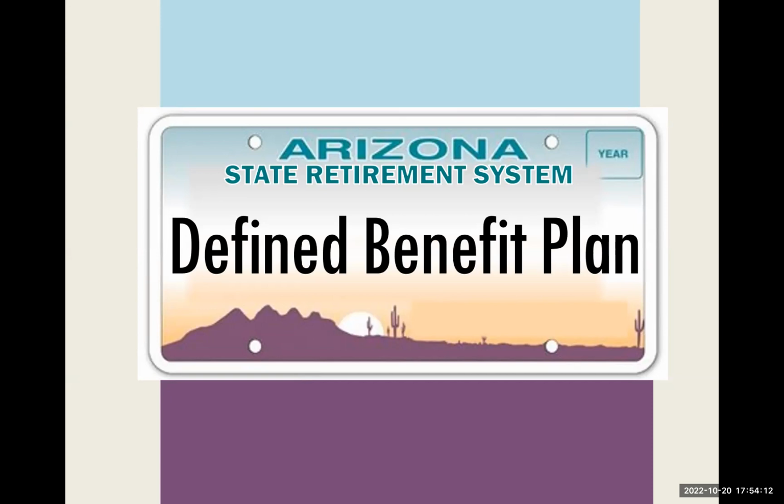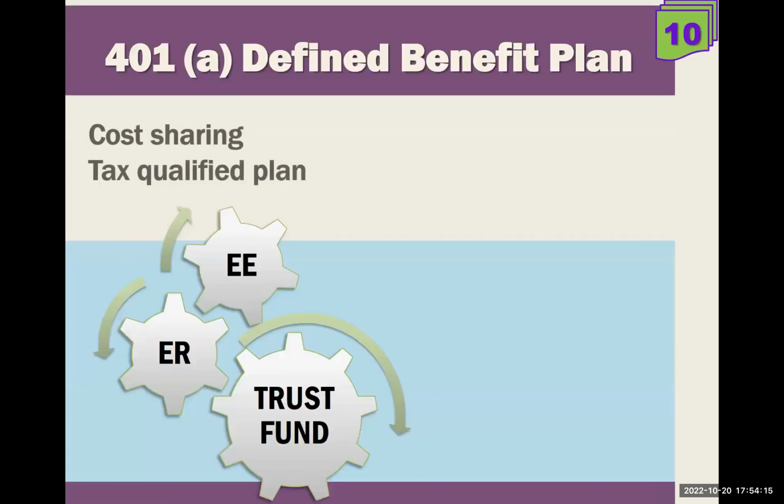So the defined benefit plan is a 401A plan, not a K, but an A. And that means that we're a cost-sharing, tax-qualified plan between you and your employer. Your employer is sharing the cost of your retirement benefit. And the way they do that is when we withhold money from your paycheck and send it in as a contribution to ASRS, your employer is sending in the same amount.